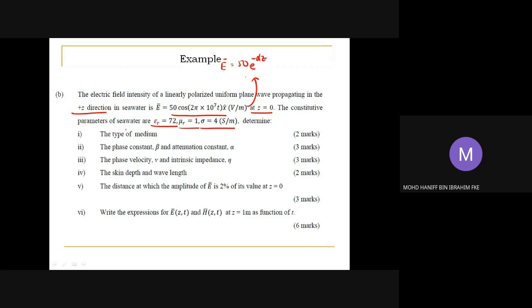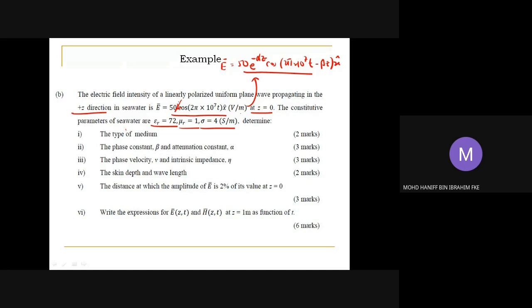For this particular case, we can omit it because this is at z equals 0, so there is no effect on the amplitude. But in general, there should be the effect of exponential negative alpha z in your E field wave equation. Then we have cosine of 2 pi times 10 to the power of 7 t, and a phase change of negative beta z, which can be omitted at z equals 0 but in general should be there, in the direction of x polarization. That is the E field in general.